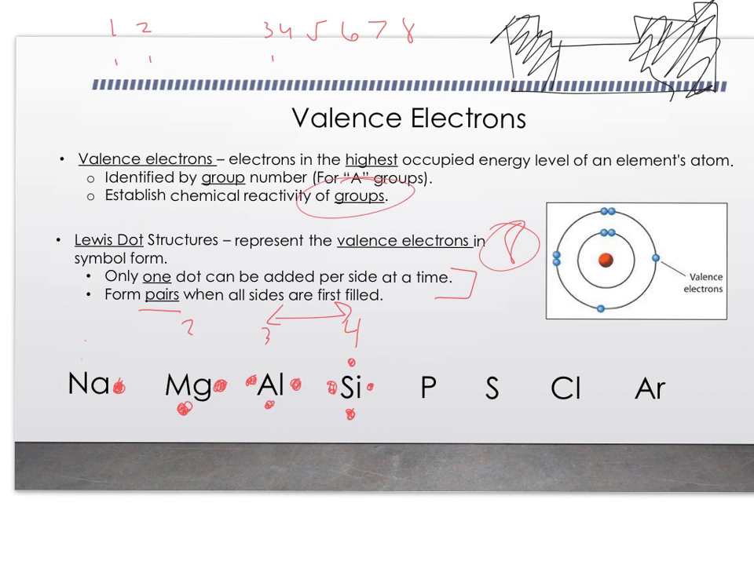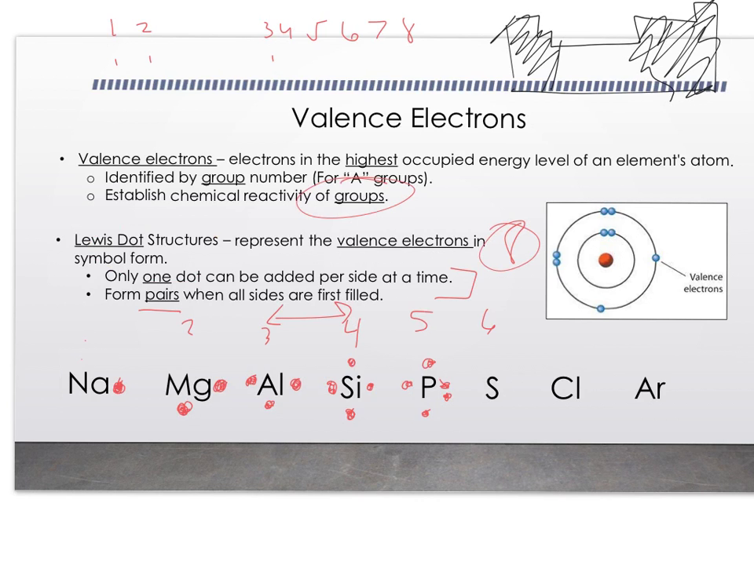Now we're going to go on to groups 5 through 8. So the same rules apply. Only one dot can be added per side at a time. So we have 1, 2, 3, 4. So now we have to add in one more, so then that's where the pairs are going to start happening. So now we have a total of 5. So you have 2 electrons on one side, and then 1, 2, 3 singles on the other sides.